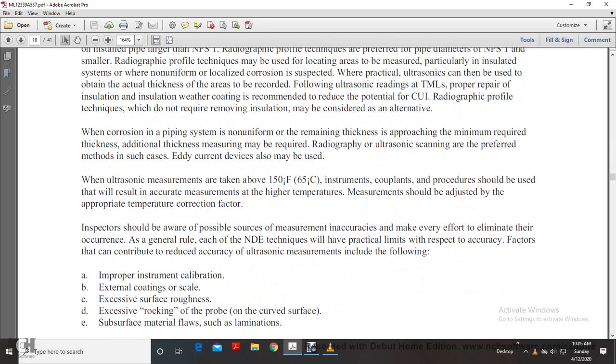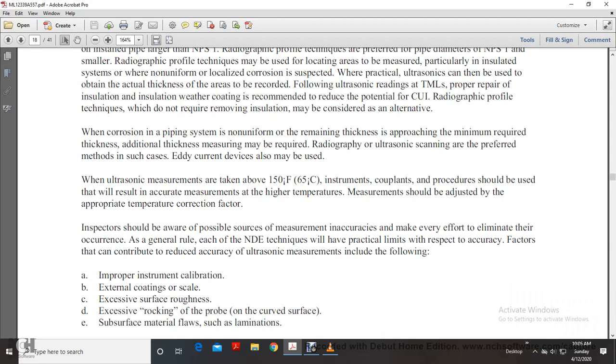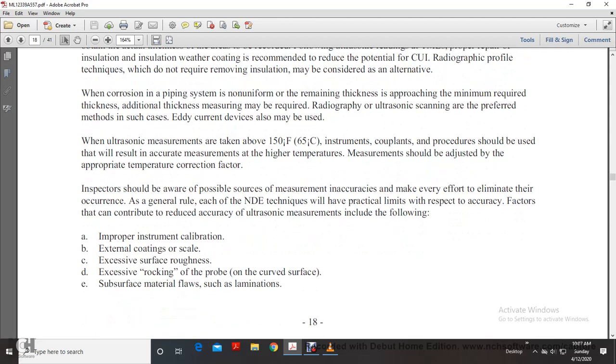When corrosion in a piping system is non-uniform, or remaining thickness is approaching the minimum required thickness, additional thickness measuring may be required. Radiographic scanning is preferred for the method. In such cases, eddy current devices also may be used. Ultrasonic measurements are taken above 150 degrees. Instrument couplant procedures should be used to get accurate measurement, and high temperature measurements should be adjusted by the appropriate temperature correction factor.